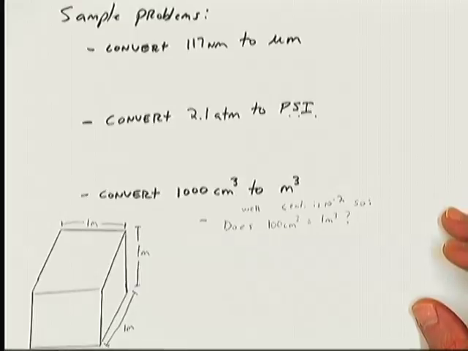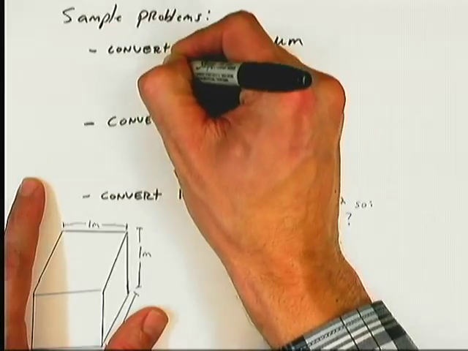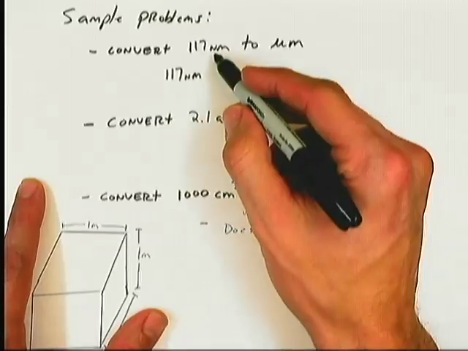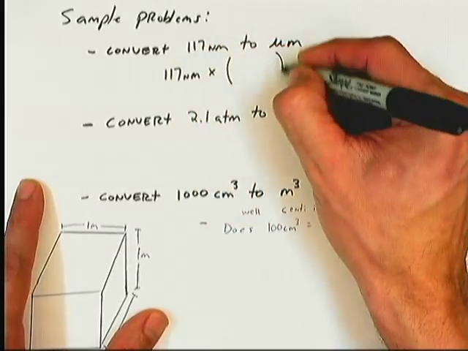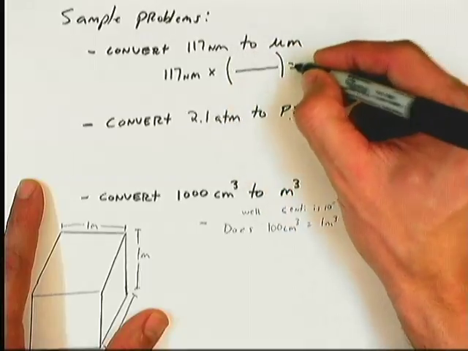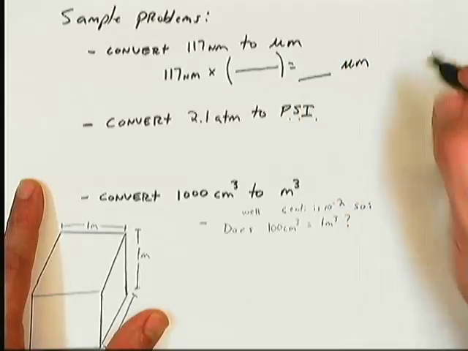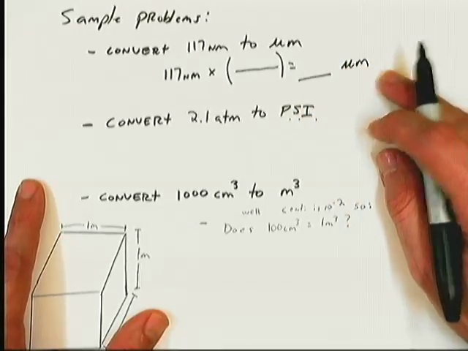So in the first sample problem, we see one of these types of conversions. We are to convert 117 nanometers to micrometers. Okay? So I follow my protocol. I write my number that I'm converting away from with its units, which are undesirable units. I multiply by a conversion factor. Don't know what that is yet, but I'm going to figure it out. And then I write my answer with my desired units, micrometer. Simple enough, okay? Easy stuff.